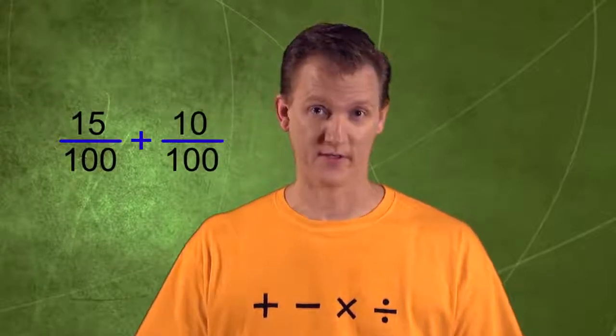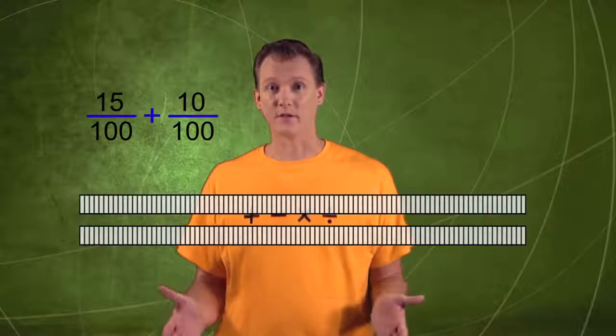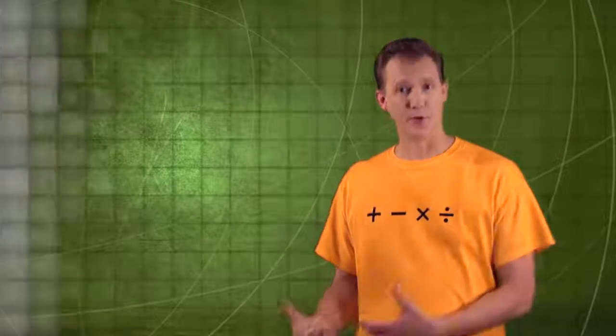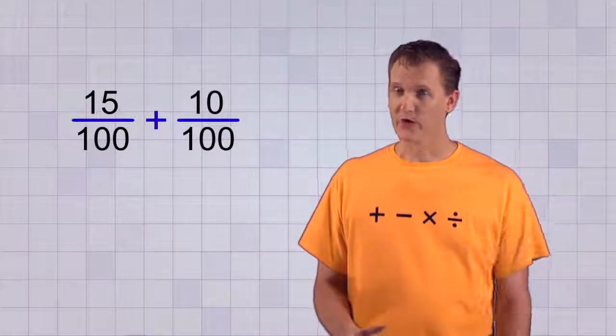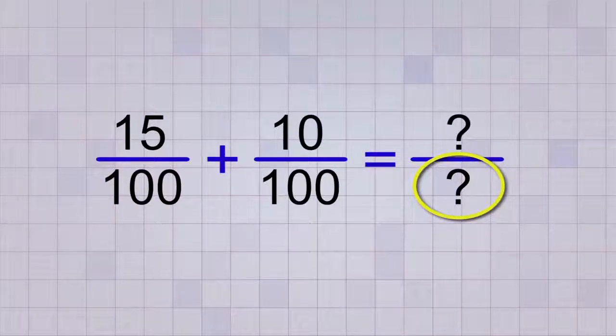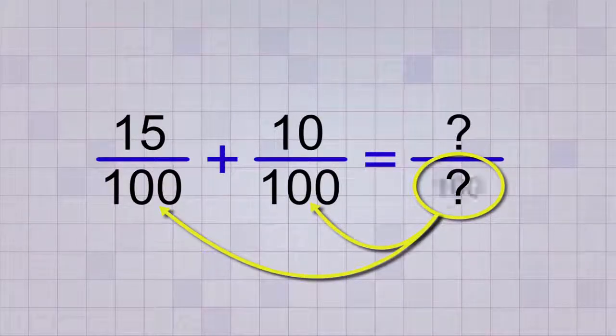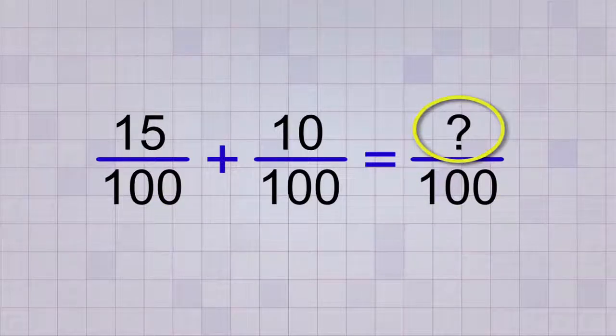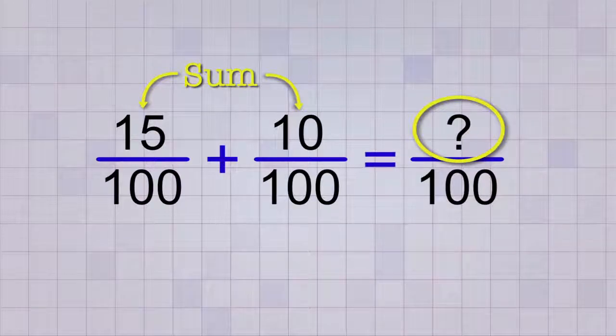15/100 and 10/100. It would be way too much work to draw rectangles and divide them up into 100 parts. Fortunately, since we know the procedure for adding fractions, we can do it without the drawings. First, let's write out the problem. Now, because we're adding fractions, we know that the answer will also be a fraction. The bottom number of our answer will be the same as the bottom number of the fractions we're adding, 100. And the top number of our answer will just be the sum of our top numbers, 15 plus 10, which equals 25. So as you can see, adding fractions with the same bottom numbers is easy when you know the procedure.